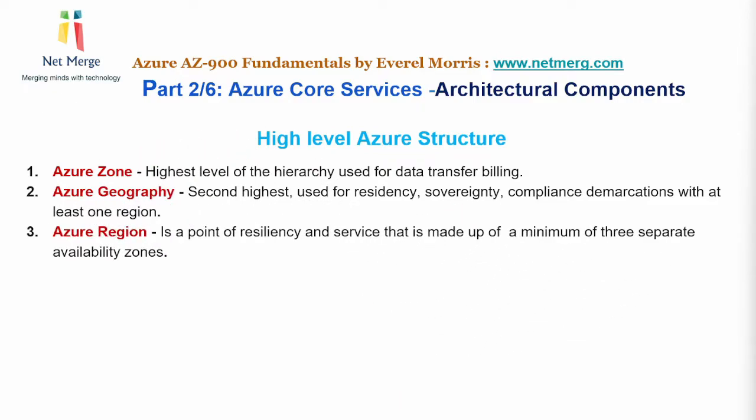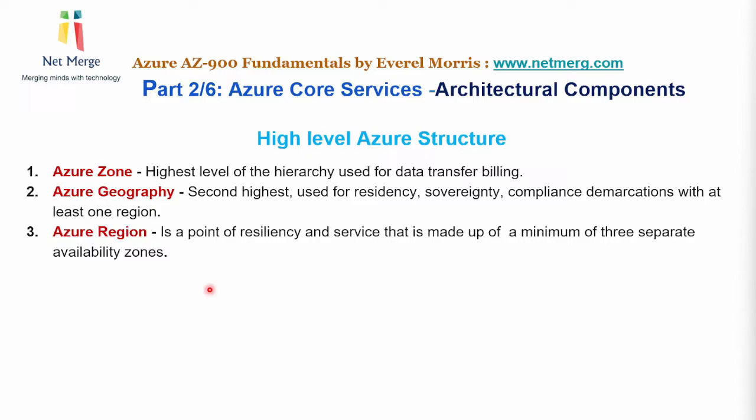Now, when we talk about regions, a region is a point of resilience and service that is made up of a minimum of three separate availability zones. Now, what is an availability zone? In Azure, an availability zone is simply a data center, a physical location, a physical building with servers and equipment with their own physical security that Azure uses to store information and provide you with cloud services.